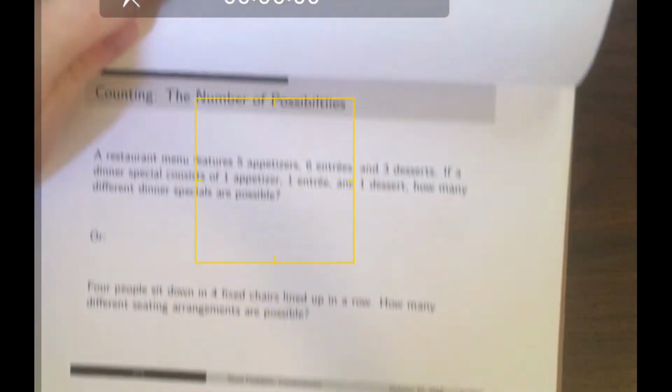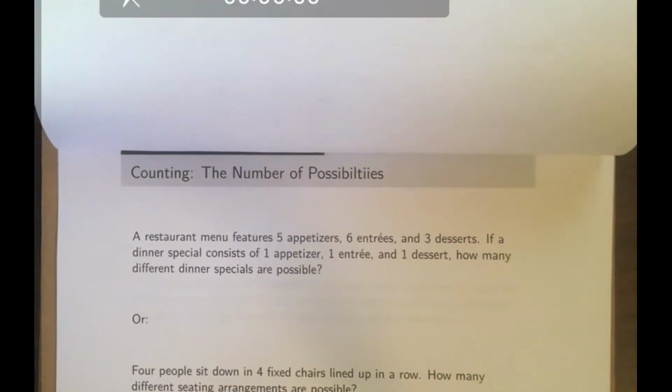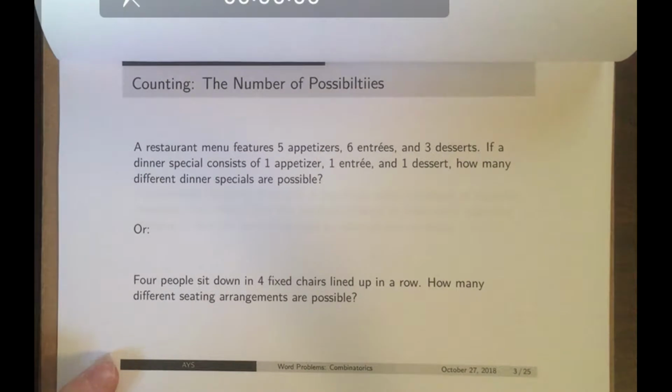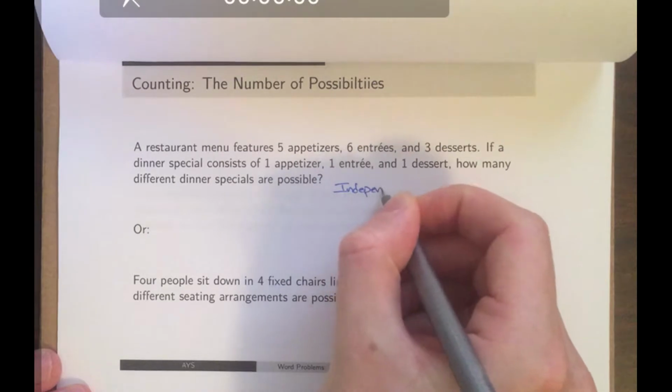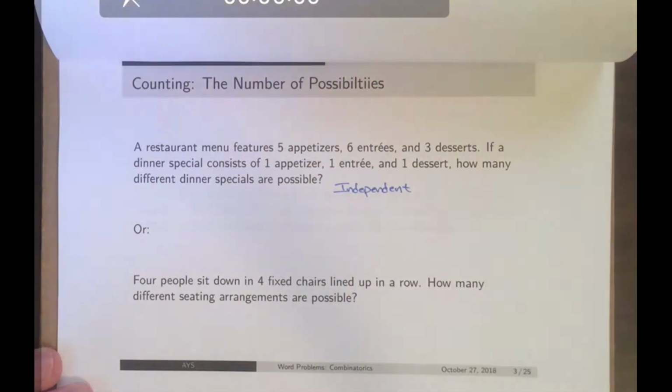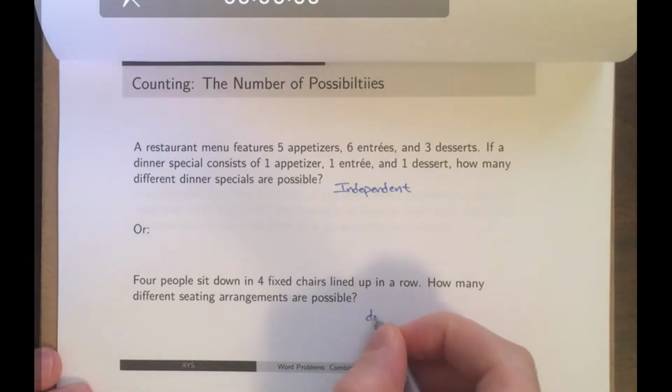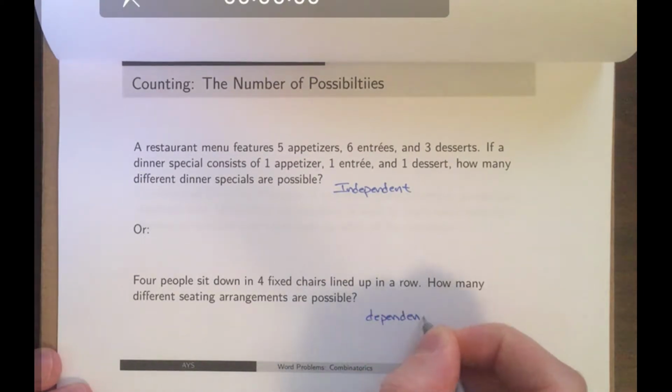Bismillah. So an example, let me see if I can line this up. A restaurant menu features 5 appetizers, 6 entrees, 3 desserts. If a dinner special consists of 1 appetizer, 1 entree, and 1 dessert, how many combinations? This would be an example of independent decisions. We'll talk about how to solve it. 4 people sit down in 4 chairs. So this is dependent decisions with no leftovers.